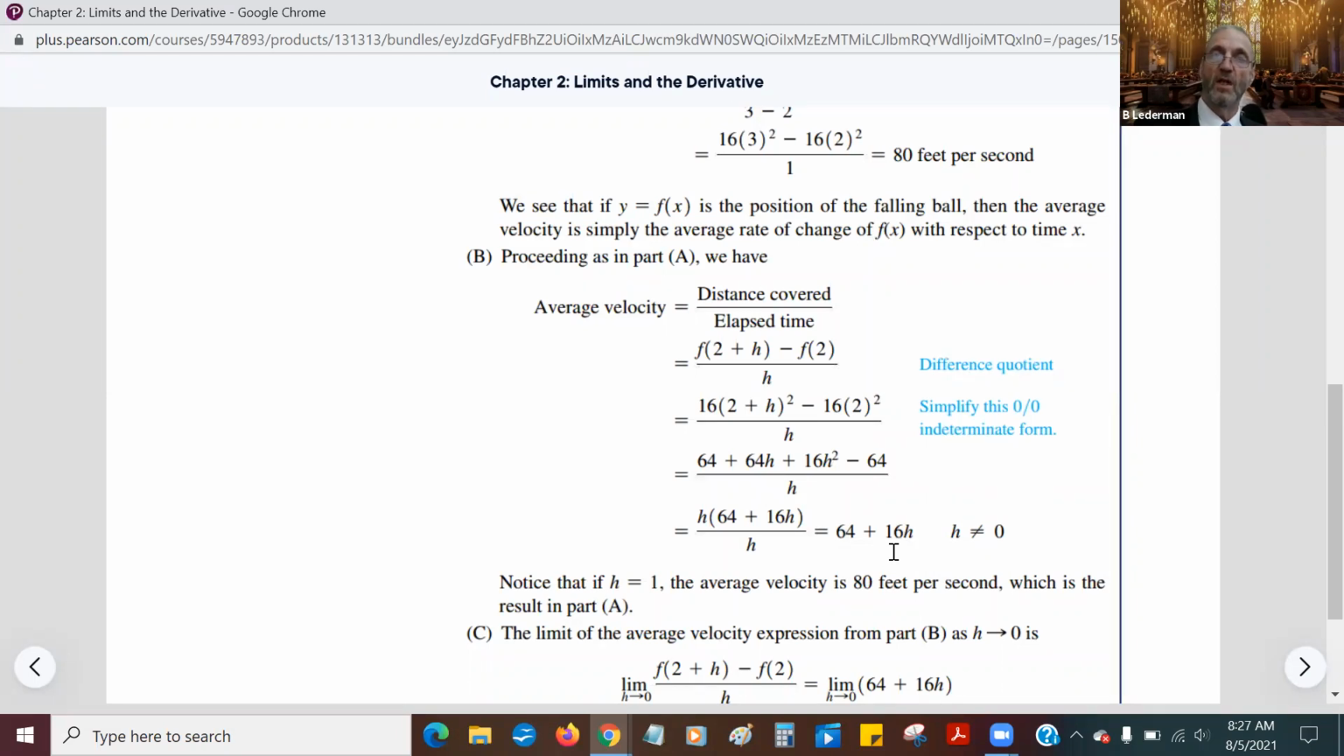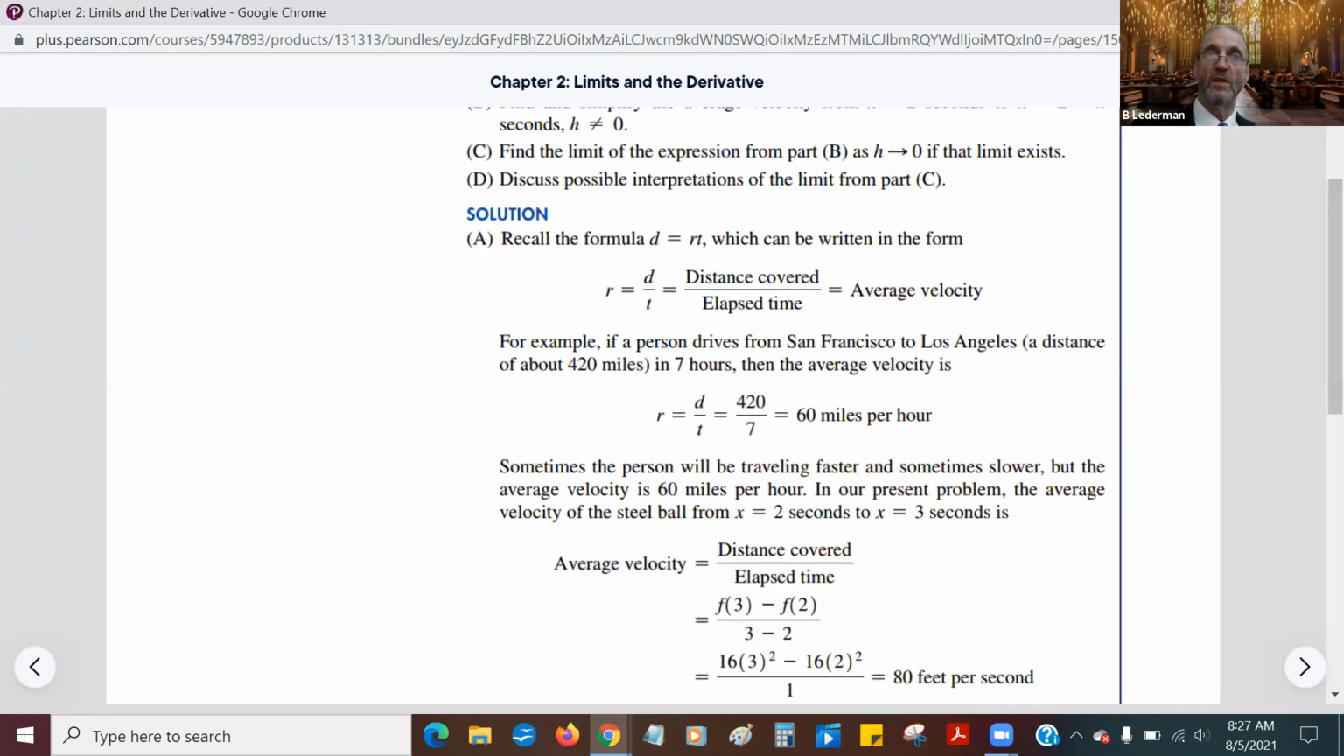64 plus 16h. Now, if you remember, in our problem we started out at x equals 2, and we went 1 second. So from 2 to 3, that's 1 second. So it'll be 64 plus 16 times 1, which is 64 plus 16, which is 80. So our example of 80, case A, would be like a special case of B, I guess that's the best way I can say it.